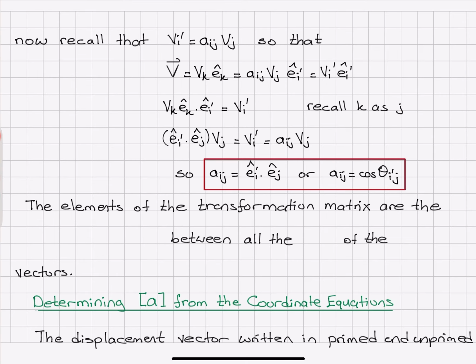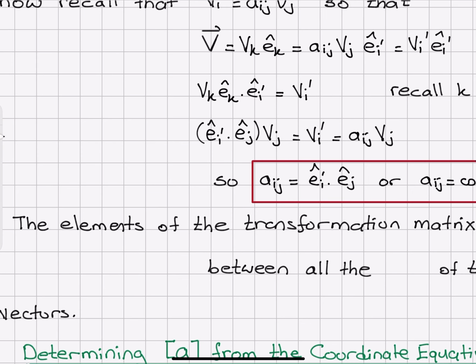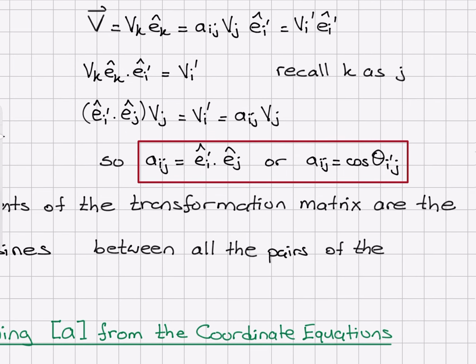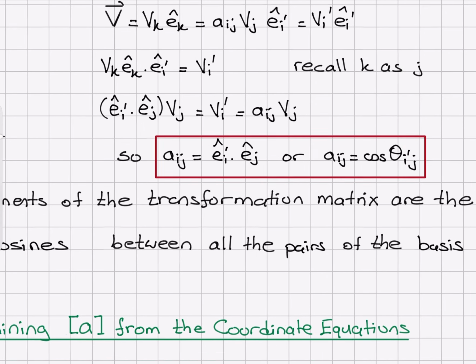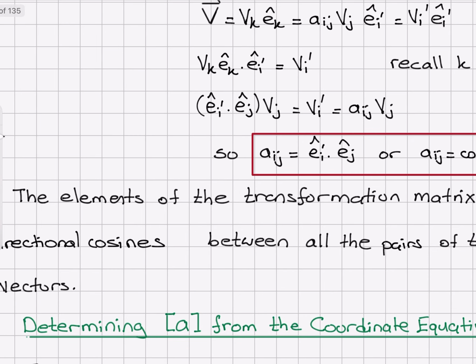So the elements of the transformation matrix are the directional cosines between all the pairs of the basis vectors. So those are directional cosines.